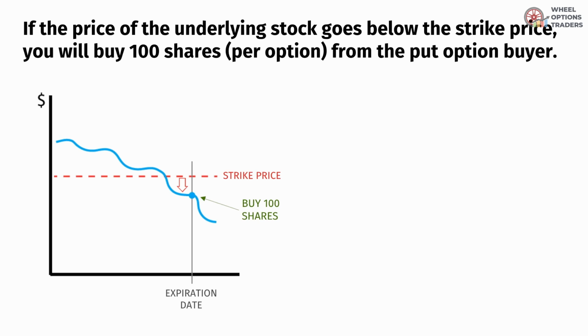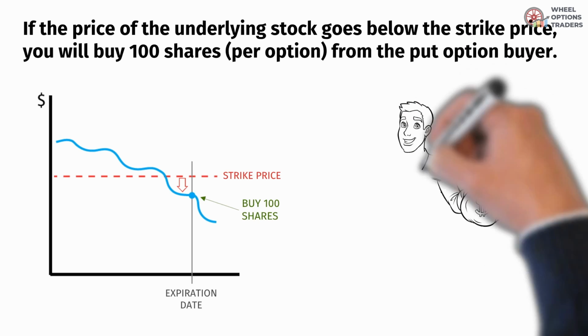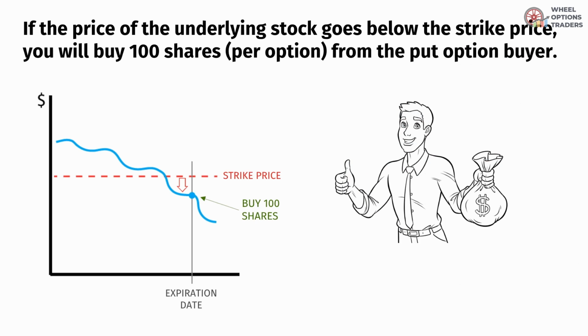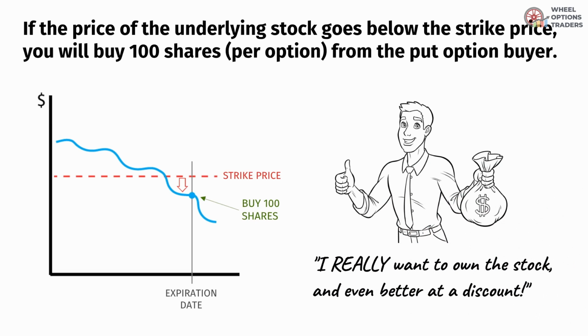I'll go through an example in just a moment. There's just one more important thing to point out, and that is you shouldn't select any old stock to sell a put option on. You want to select the stock that you would really like to own. Perhaps you'd be happy right now to buy it at its current stock price, but wouldn't it be even better if you can get it at a discounted price? That's why we sell put options.